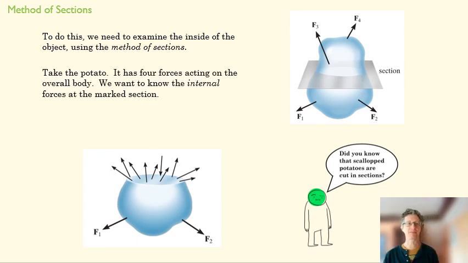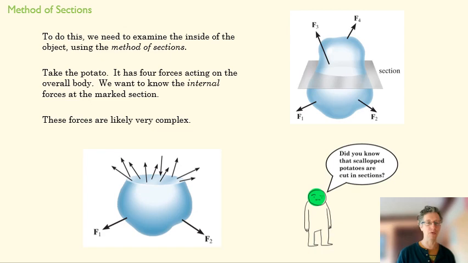Speaking of sections. So we take our potato, and this potato here, you can see has four forces acting on it, F1 through 4. And we want to know what's going on at the marked section. So we're going to divide our potato, we're going to cut it like a scalloped potato, right at that section plane. And what we'd find is what you see at this bottom image, which is a really complex set of forces, right? That material is going to be interacting across that plane in all sorts of different ways, depending on what part of that section we're talking about.